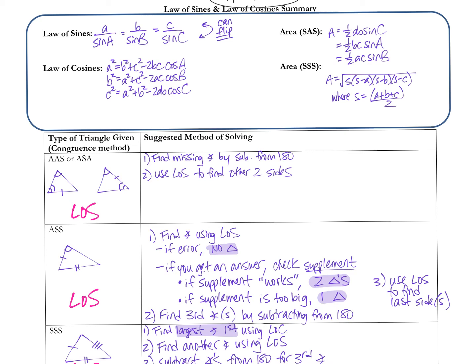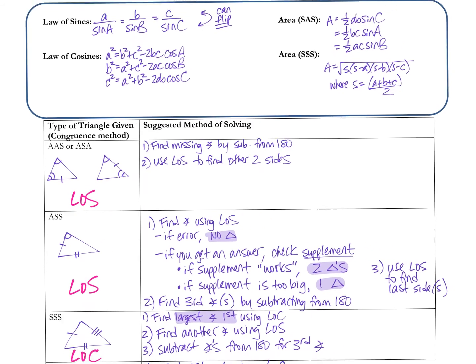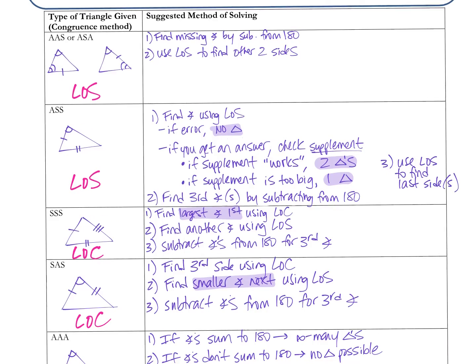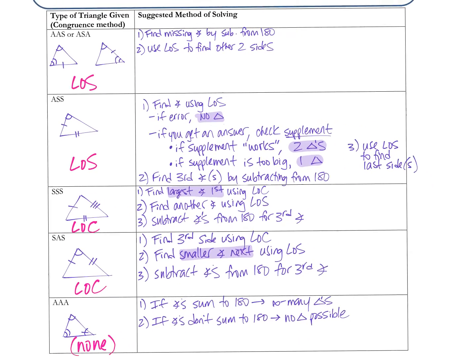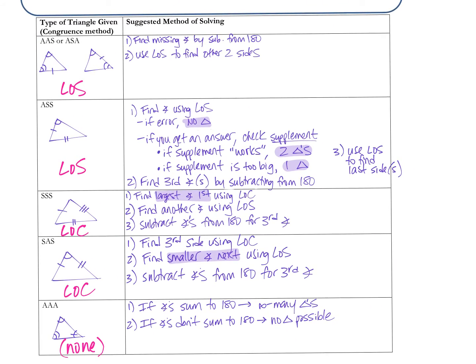Okay, but remember how important it is to know all the triangles. So I have all of those options listed here, and you can draw a picture to help you remember which ones to use when and stuff. But what I have here is all of the options of types of information we can give you for the triangles, and then what formulas you're supposed to use based on what you have.